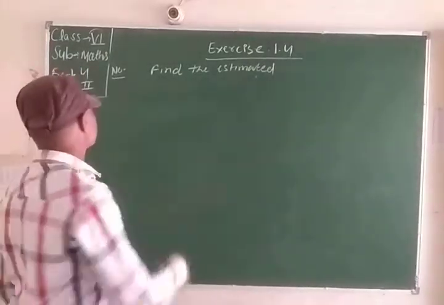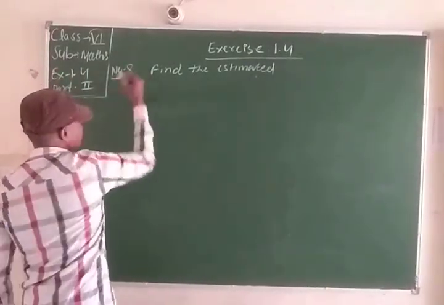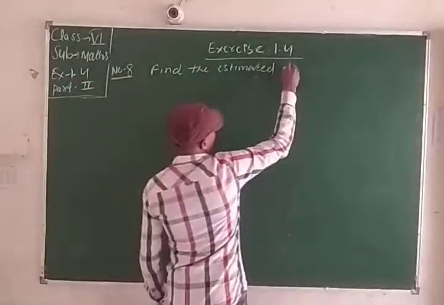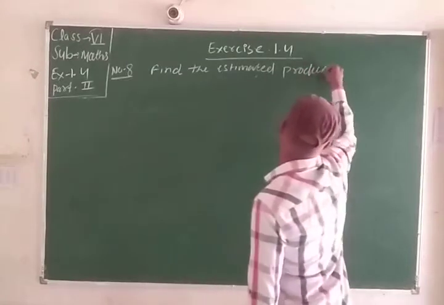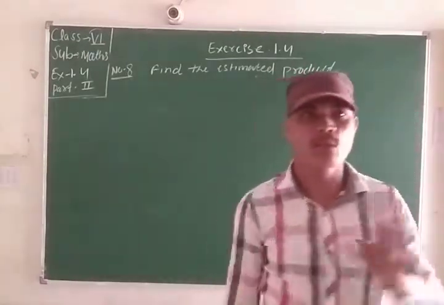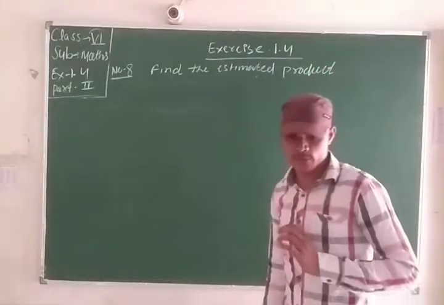Next question is number 8. Number 8 is what? Estimated product. Estimated product means you know already. Product means when you multiply, the multiplicand is multiplied and we get an answer. That is called the product, like 4 into 5 equal to 20. That 20 is the product.